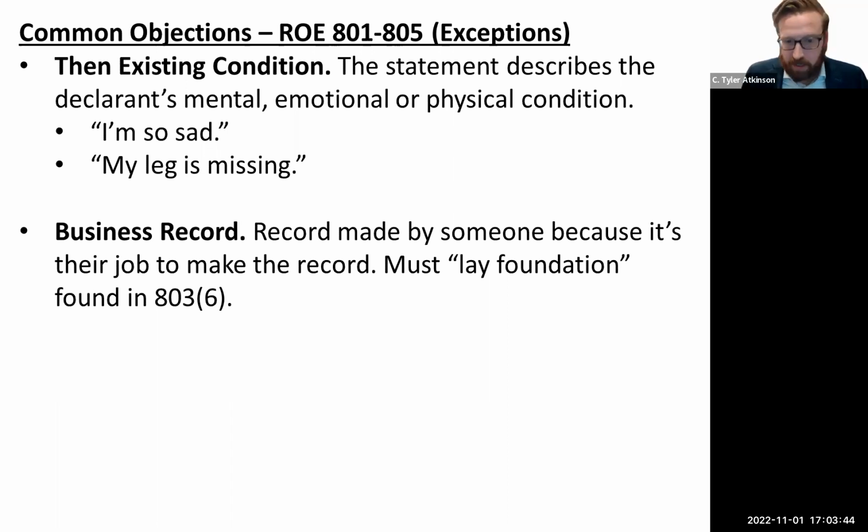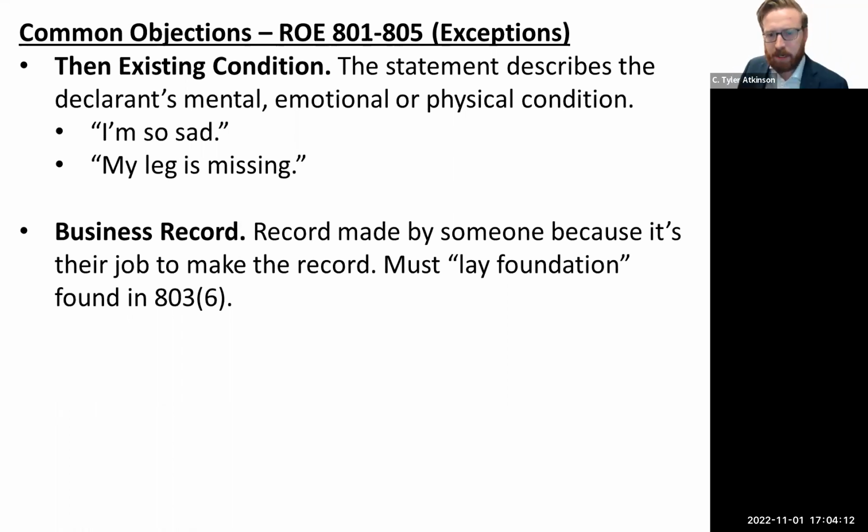All of these are not hearsay, even though they're a statement, out-of-court statement, offered for the truth of the matter asserted. These aren't hearsay. They can come in. Your Honor, it's not hearsay because it's a then existing physical condition, statement of the declarant's physical condition. You might also have statements of related to intoxication that could count as a statement of the declarant's mental condition.